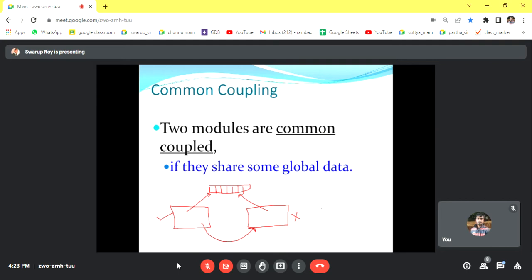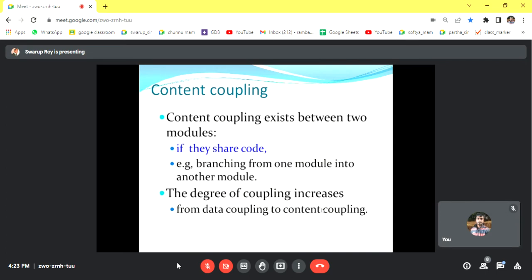That is, they're sharing the global data, the global variable. Now, content coupling is the worst type of coupling. What is content coupling? It means a very bad type of programming, which is completely unrealistic and usually never happens. The code in two different modules is related to each other.